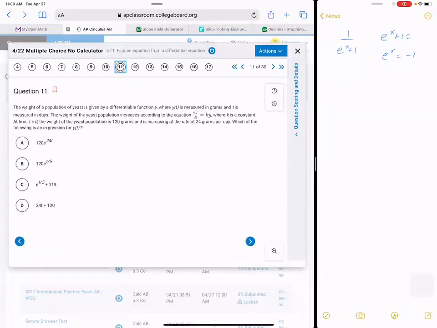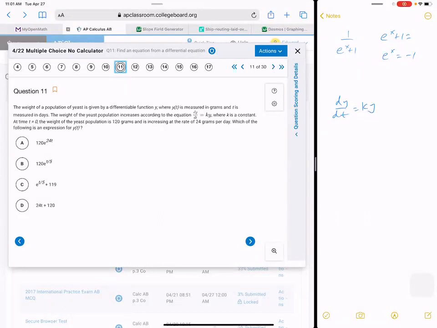So, okay, the weight of a population of yeast is given by a differentiable function y, where y(t) is measured in grams and t is measured in days. Okay, we got grams and days. The weight of the yeast population increases according to the equation dy/dt = ky, where k is a constant. All right, that's the rate that it is increasing.